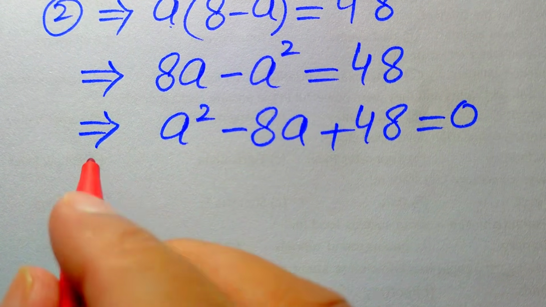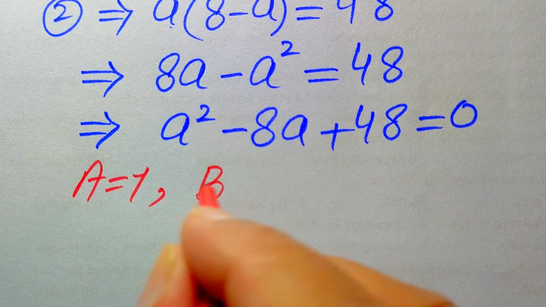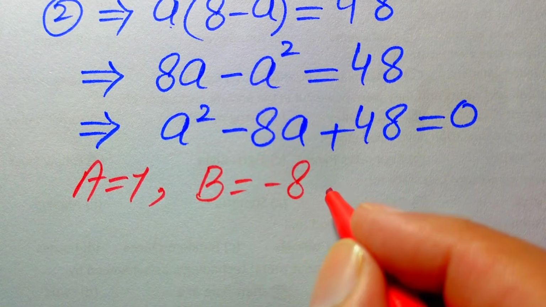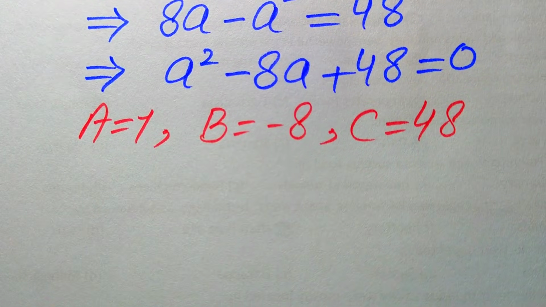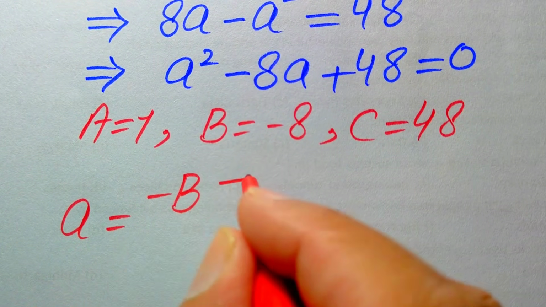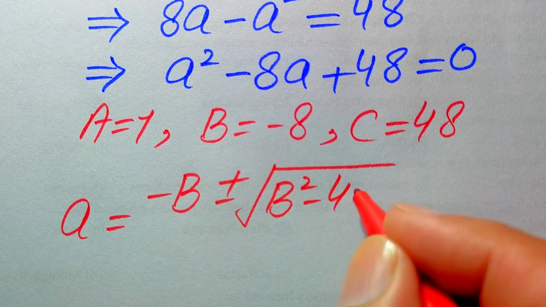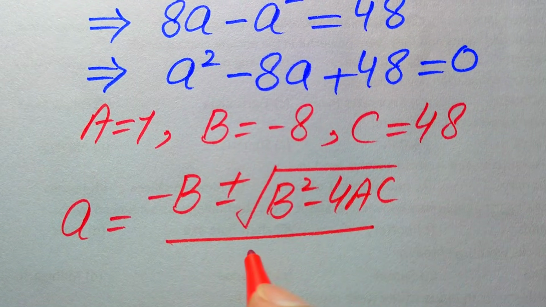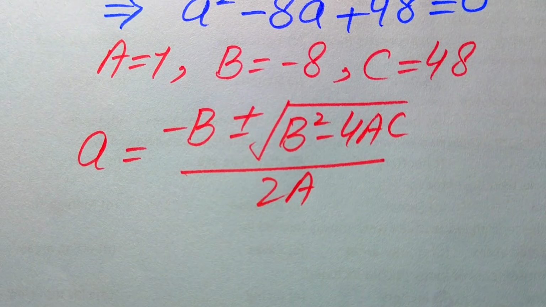So now first we write the coefficients of this equation, and its coefficients are a equals 1, b equals minus 8, and c is equal to plus 48. And we state the quadratic formula as a equals minus b plus minus square root of b square minus 4 times ac divided by 2 times a. So this is our quadratic formula, and here we substitute all the values of a, b and c.